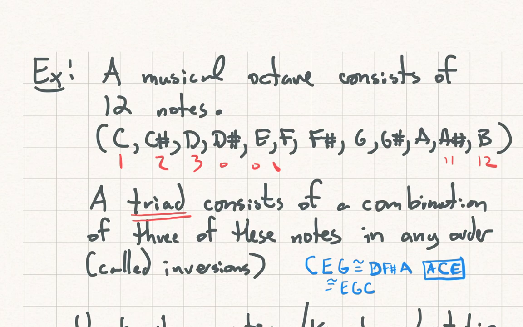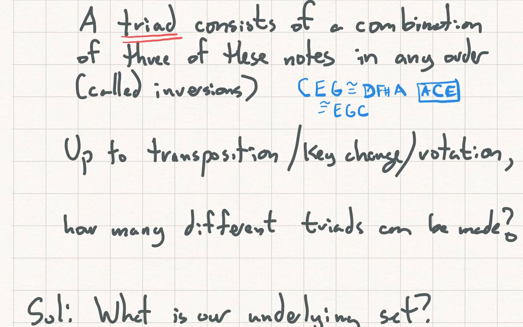So we want to know, up to transposition, or you can think of it as key change if you like, or if you don't want to think about it in music at all, you can think of it as rotation around the circle, how many different triads, these 3-note chords, can be made?